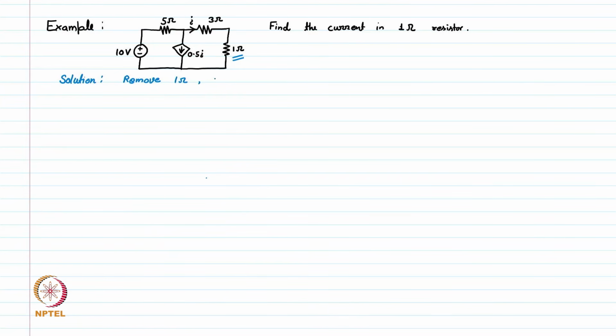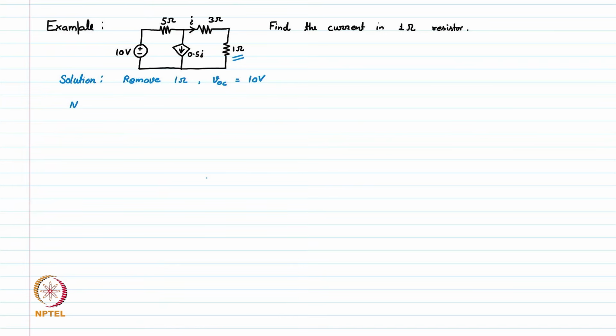This gives us the open circuit voltage as 10 volt, because this branch does not exist and this branch does not exist. So, whatever is this 10 volt voltage source between the bottom and the top, that is the only voltage source. It gives V open circuit as 10 volt.